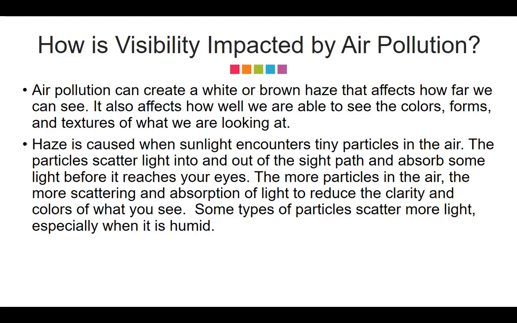Air pollution can create a white or brown haze in the air that affects how far we can see. It also affects how well we are able to see the colors, shapes, and textures of what we're looking at. Haze is caused when sunlight encounters tiny particles in the air. The particles scatter light out into and out of the sight path and absorb some of the light before it reaches your eyes. The more particles in the air, the more scattering and absorption of light, reducing the clarity and colors of what you see. Some types of particles scatter more light, especially when it's humid, which means there's more water vapor in the air. So again, we're dealing with more particles.